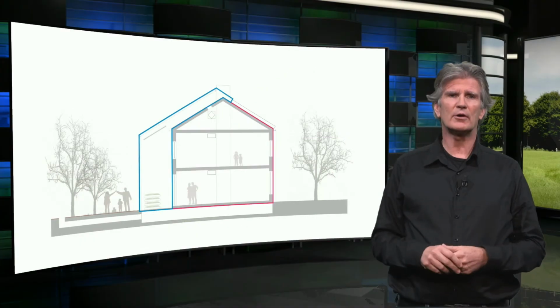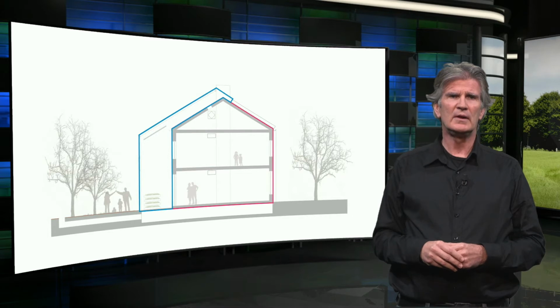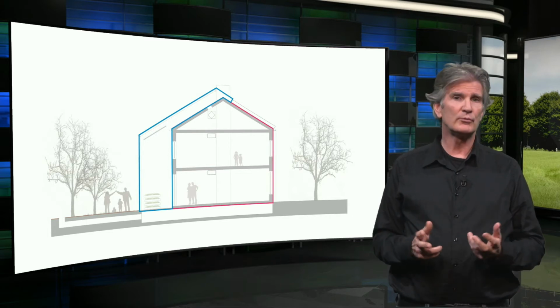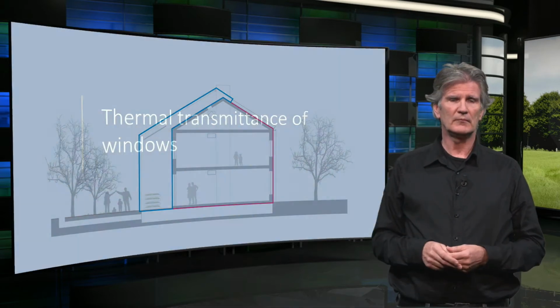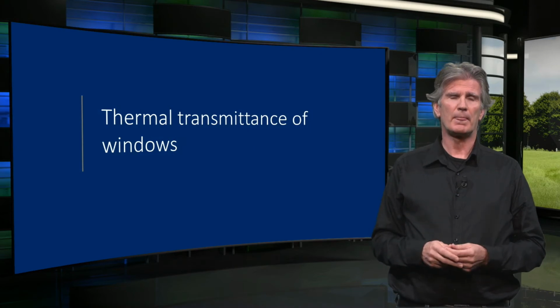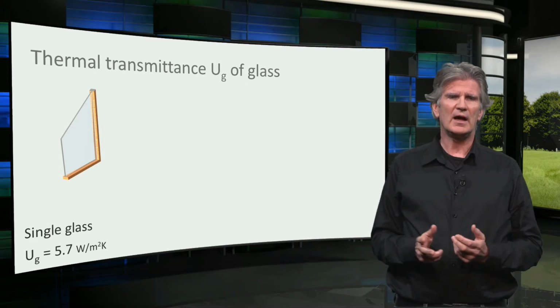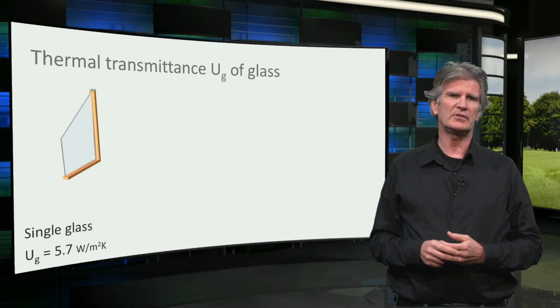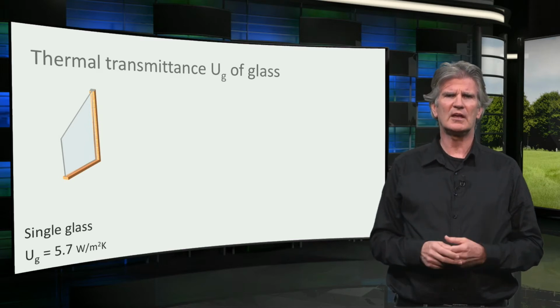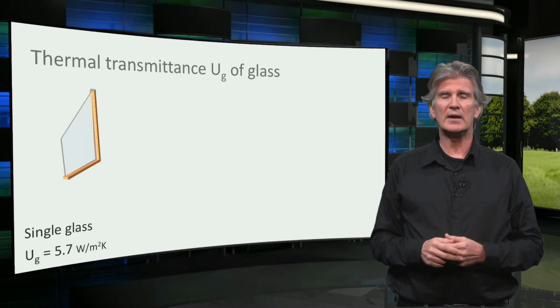So far, we have talked about the thermal insulation of walls, and you can apply the same approach to roofs and floors. But how about windows? For glass, the thermal transmittance is called the UG value. Single glass has a UG of around 5.7. The glass itself has almost no thermal resistance. The surface resistances mainly contribute to the total thermal resistance. So this U value is around the highest any building element can have.